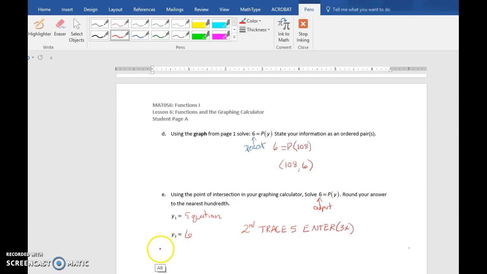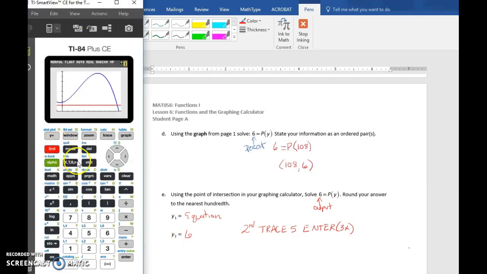And so second, trace, and you'll notice intersect is number 5, and that's what we want. We want to know the point of intersection, so I just hit number 5, and then I'm going to hit the enter key 3 times. And I find out that the answer is 103.15.